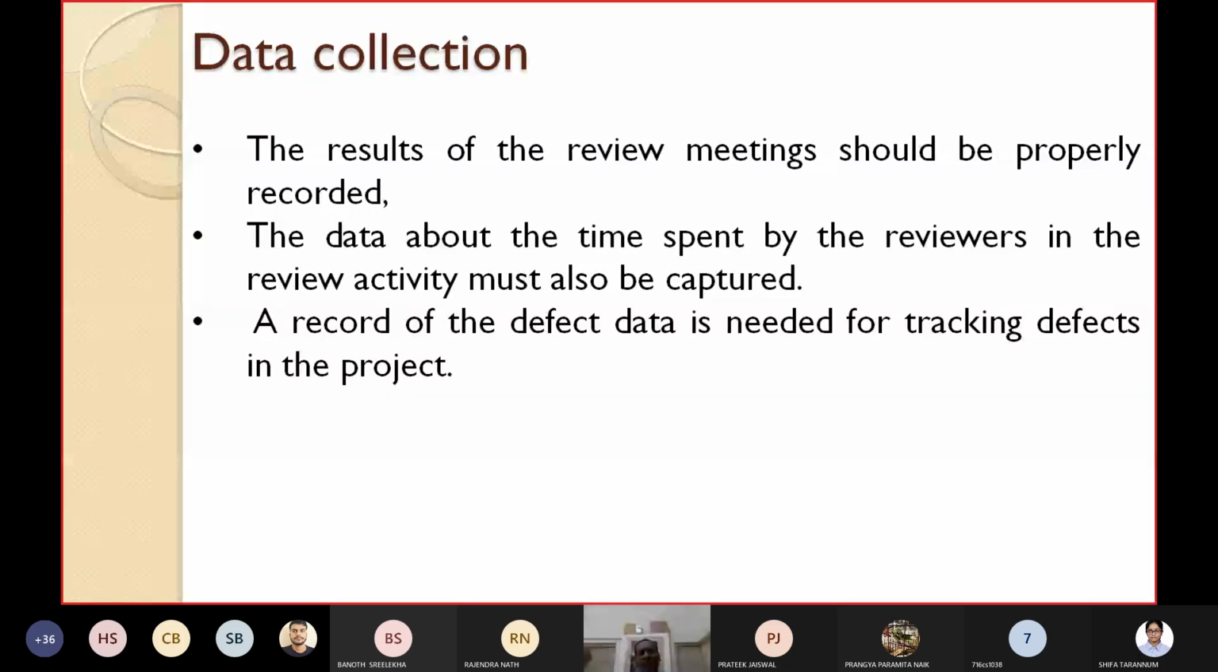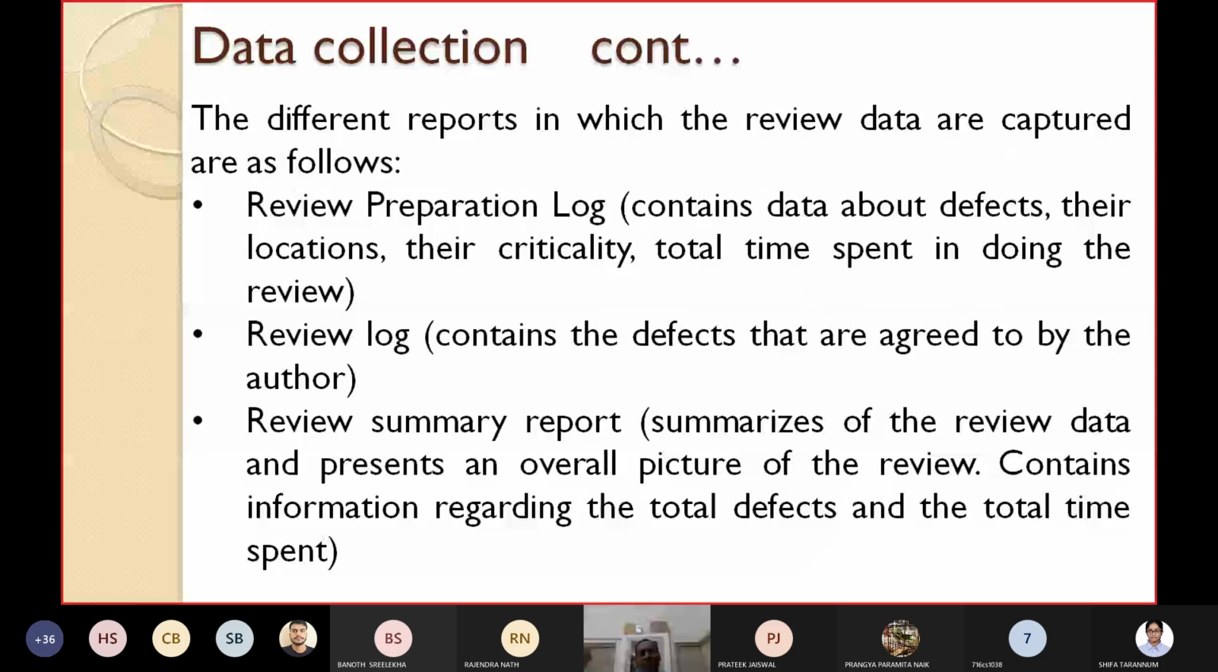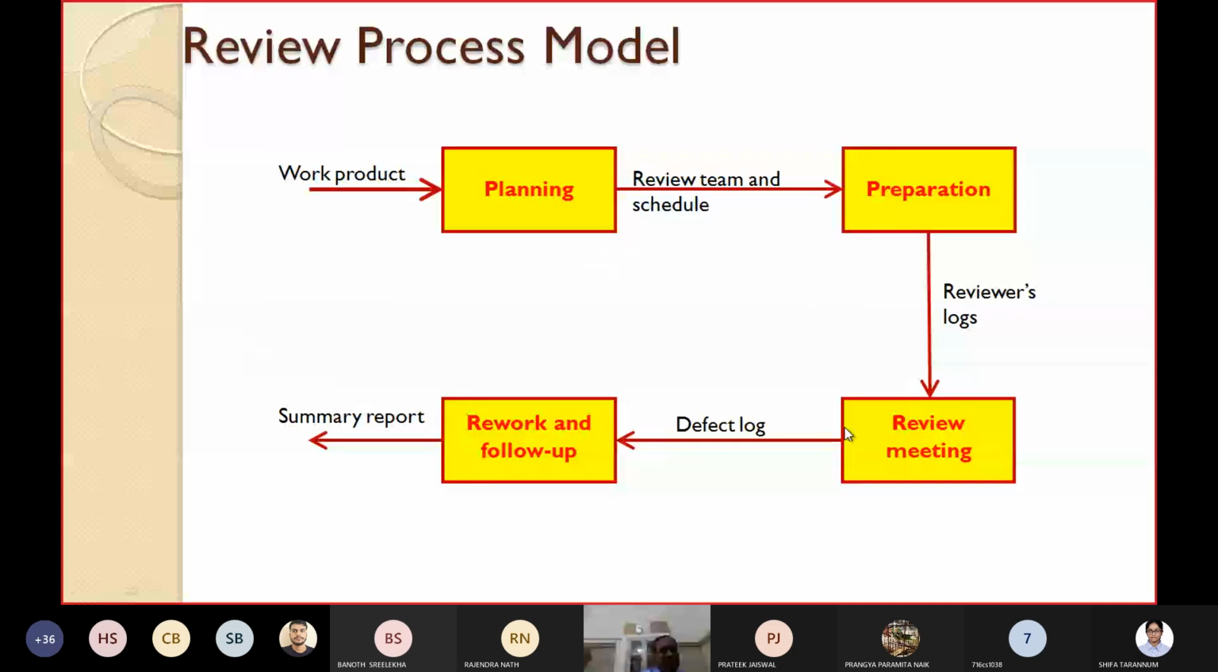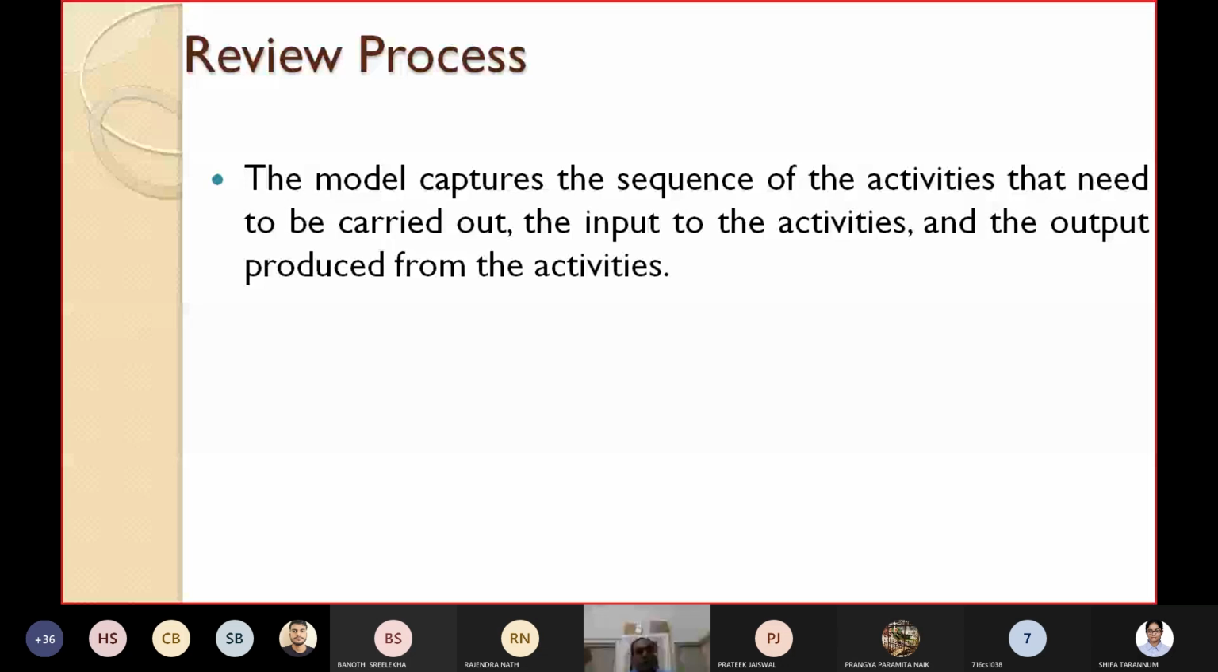One is the log, another the defect log, the summary report, etc. These are the different reports that you have to maintain during the review process. So what are the contents of those things? I have just written them, you just read what reports you may require. These are the reports you may require.